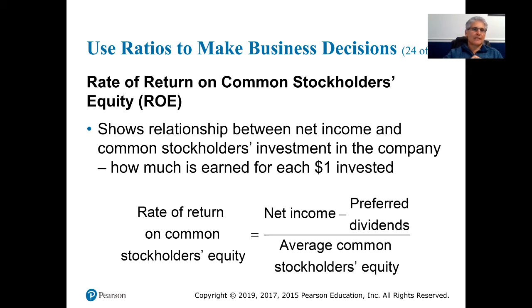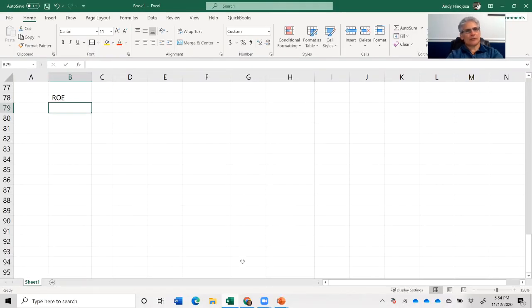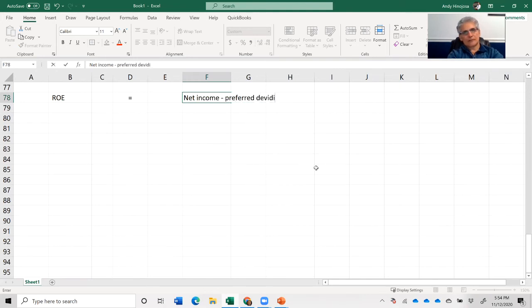And that is computed by taking net income minus preferred dividends divided by average common stockholders' equity. Now, when we look at the balance sheet, there is no reference to preferred dividends, none. So therefore, we assume that there are no preferred dividends. Since there's no preferred stock, there's no preferred dividends. So we can plug a 0 in for that. And then that's going to be divided by average common stockholders' equity, which we've computed as well. So ROE, the rate of return on equity, is equal to net income minus preferred dividends.